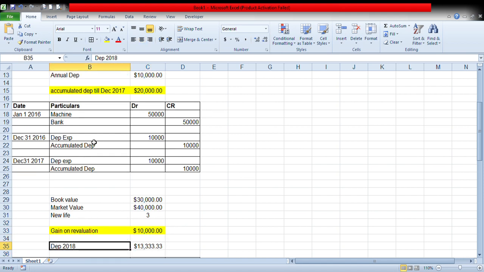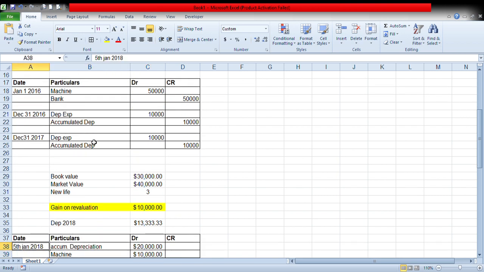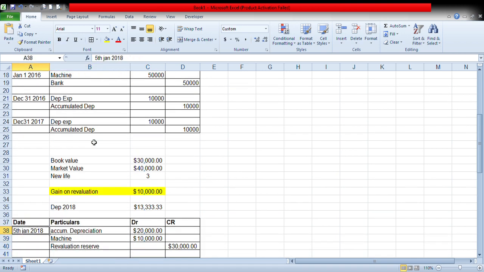So when we calculate the 2018 depreciation, we take the market value. We don't take the book value or original cost. We have to take the new market value, which is 40,000. 40,000 divided by 3, not 5, because we have already used 2 years of the asset. So the depreciation for January 2018 till December 2018, one year of depreciation, is this, with the new market value. Now we are going to record the entry.